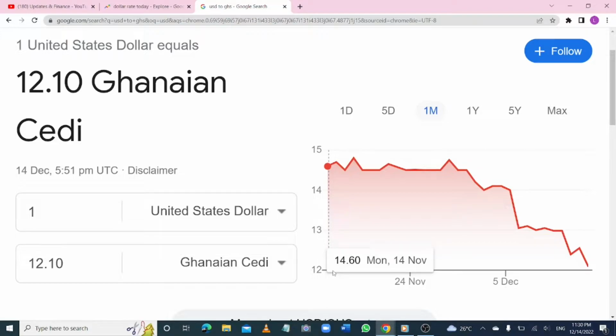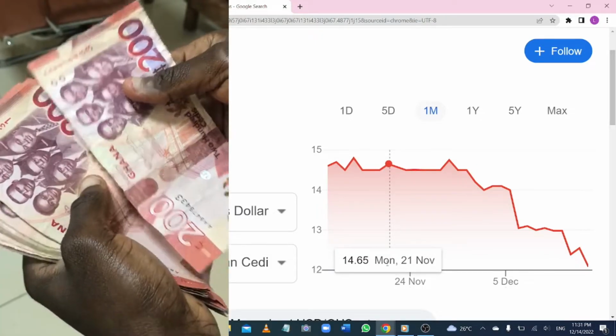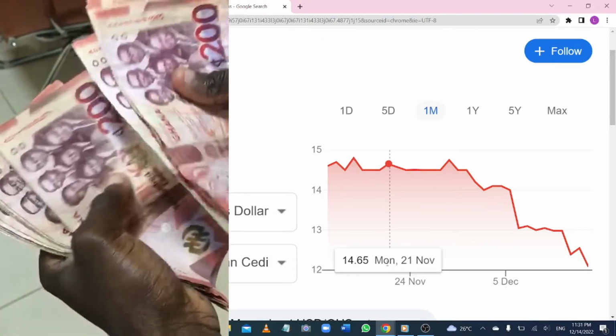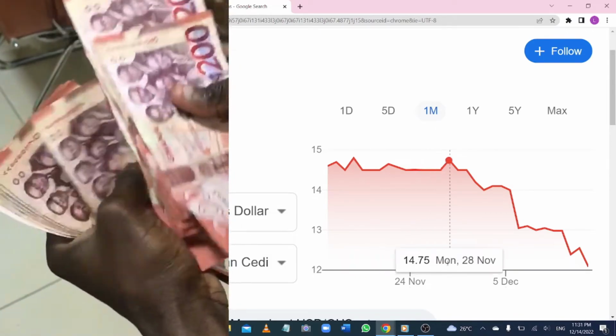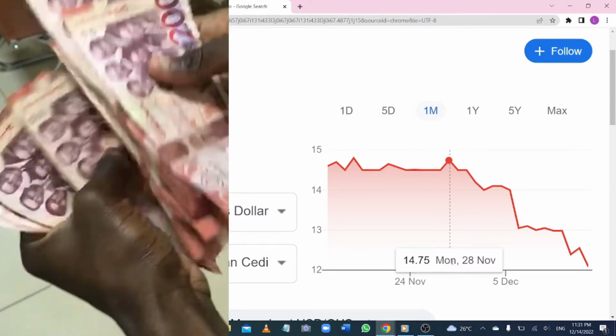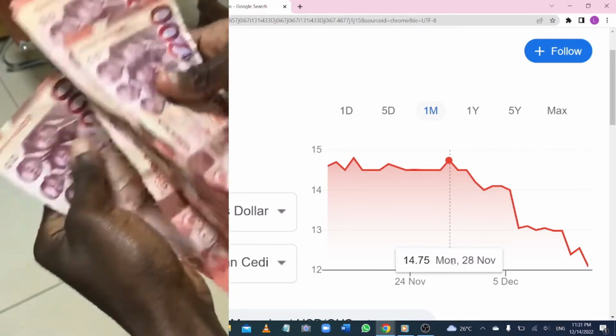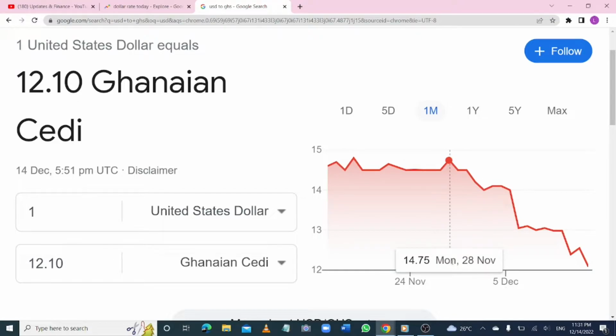As you can see, on the 14th of November, $1 was equivalent to 14 cedis and 60 pesewas. On the 21st of November, $1 was equivalent to 14 cedis and 65 pesewas. Then it went stable and shot up again. On the 28th of November, $1 was equivalent to 14 cedis and 75 pesewas. Then on the 29th of November, $1 was equivalent to 14 cedis and 50 pesewas.